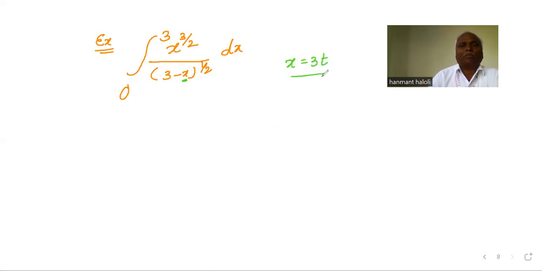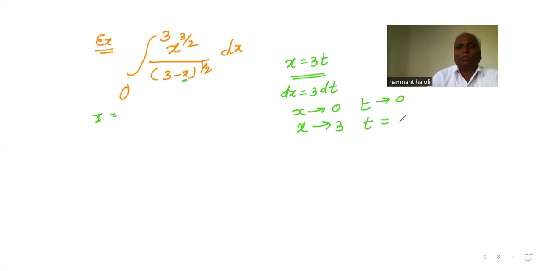You can solve this example in both methods. Integral I: if you put x equal to 3t, then dx equal to 3 dt. Now check the limits. As x tends to 0, t also tends to 0. Then as x tends to 3, you put 3 equal to 3t, so t equal to 1.